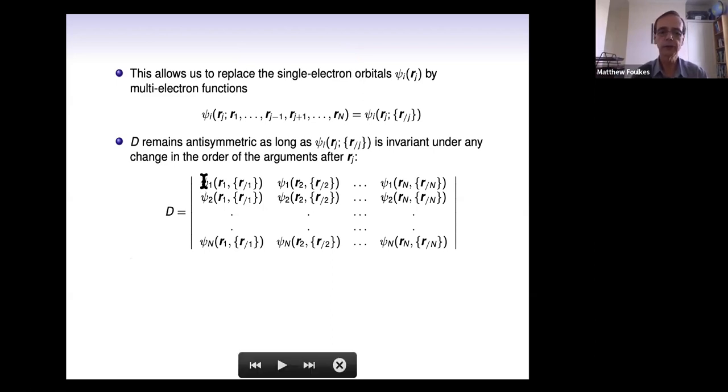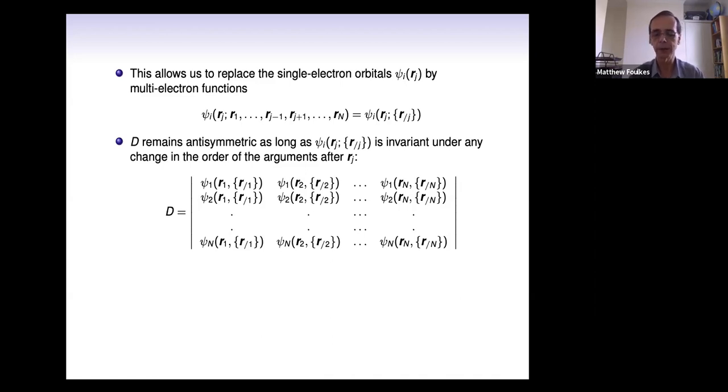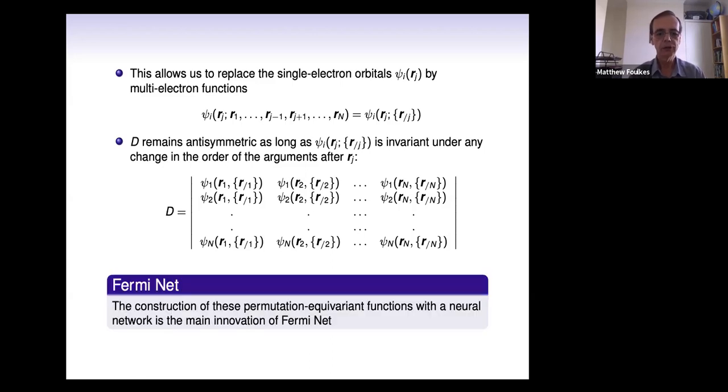And as long as that's true for all of these orbitals in the determinant, these sort of many-electron orbitals, the determinant remains antisymmetric in the proper way, and the Pauli principle is true. So the main thing we've done in this work is to design a neural network, which we call FermiNet, which essentially builds functions of one variable, and then in a symmetric way, functions of all the others. So that's what this work is about.